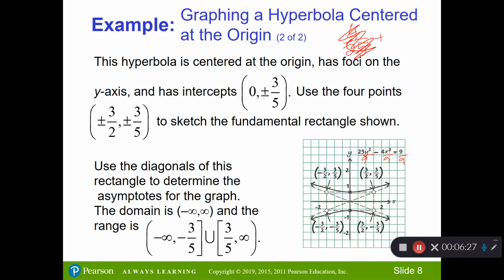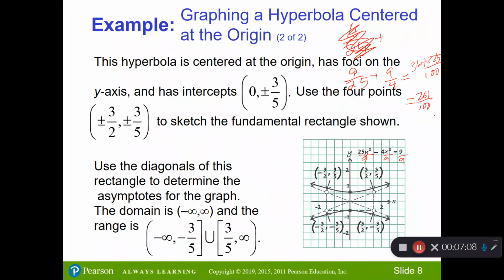So this should have been 9/25 plus 9/4. All right, so if I add those together, I get 36 plus 225. 36 plus 225 over 4 times 25, which is 100. So 36 and 225 is 261. So the square root of 261 over 100.